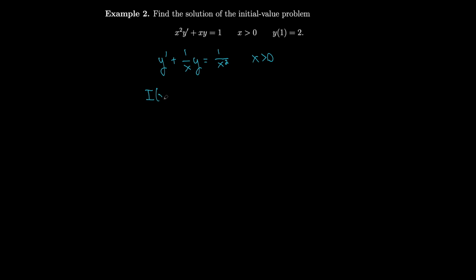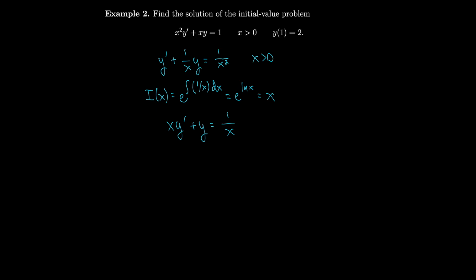So I of x will be equal to e to the integral of the function that's being multiplied by y. So that's just the integral of 1 over x dx. The integral of 1 over x is ln of the absolute value of x, but we don't need the most general antiderivative. We can just assume that the plus c is 0, and because x is positive, we don't need the absolute value. So e to the ln x just becomes x. So we'll multiply everything by x. We get x times y prime plus y is equal to 1 over x.